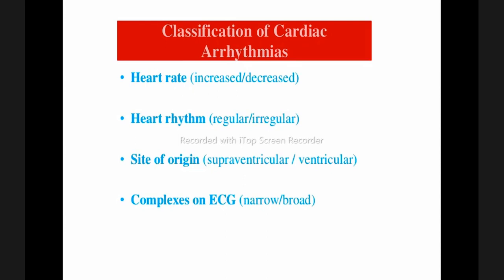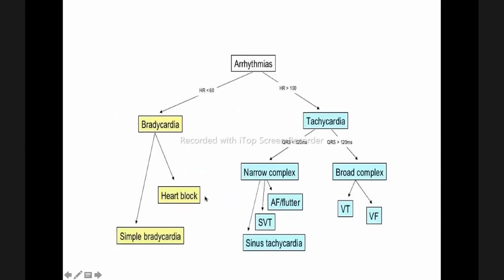Okay. So according to the site of origin, if the arrhythmia is coming from the atria and above there, it's called supraventricular, supra meaning above the ventricles. Then of course, if it's coming from the ventricles, it's just referred to as ventricular. So depending on where, for instance, an ectopic beat is coming from, you can classify them as either supraventricular or ventricular. Then also you look at the complexes on the ECG, the QRS: are they broad or are they narrow? So this is our area of interest.